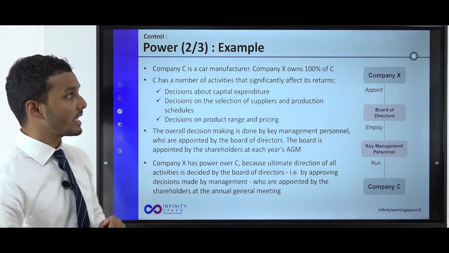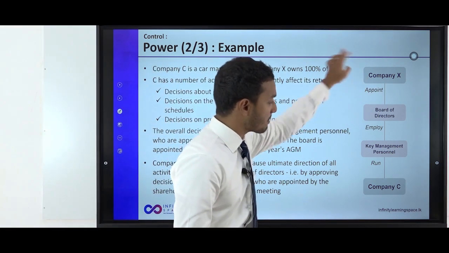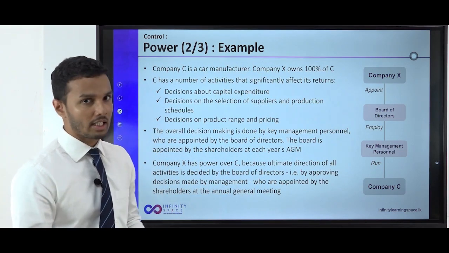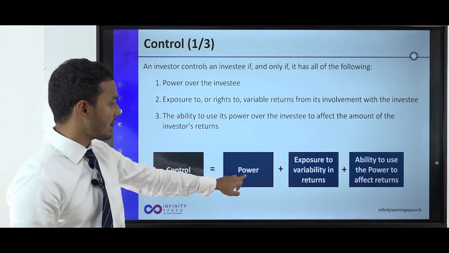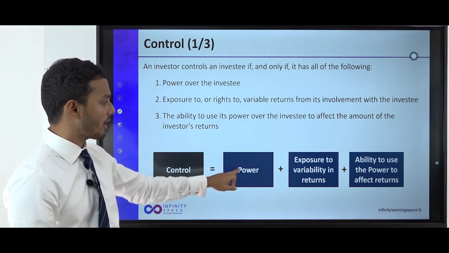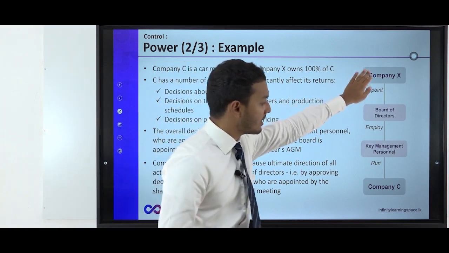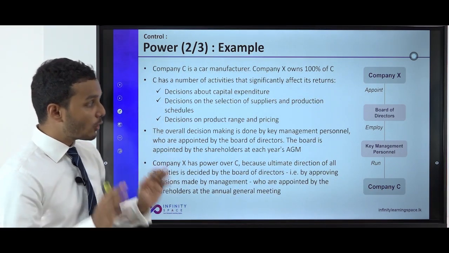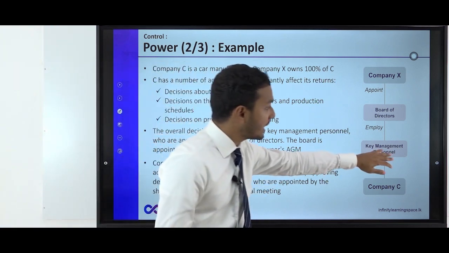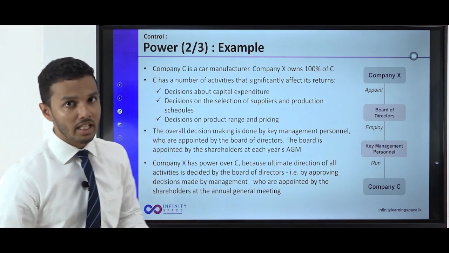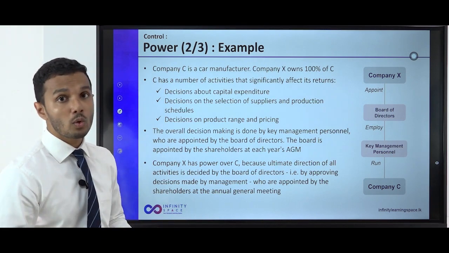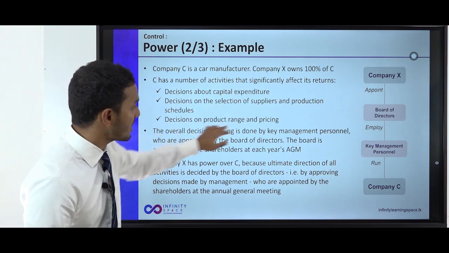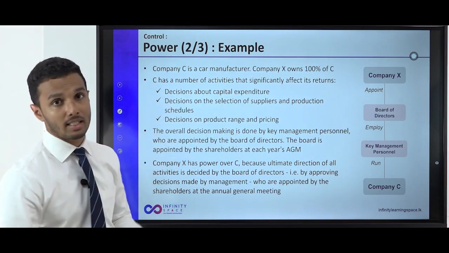So now the question is whether company X has power over company C, not control. We are looking at power right now. Remember, power is just one component of control, and we are trying to see whether investor has power over investee, right? Now, by the looks of it, it looks like key management personnel, the senior management, right? They are the ones who take all the important decisions. It seems like they are the ones who make the decisions related to all these activities, right?